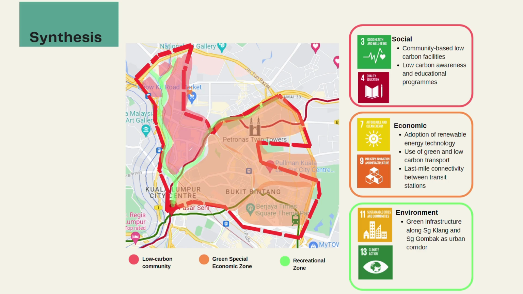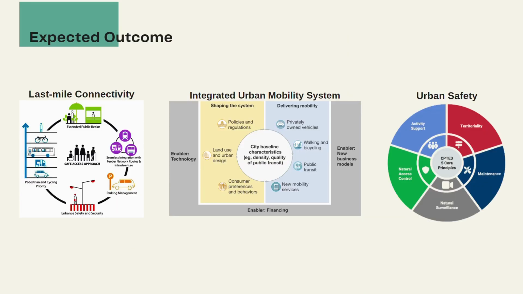Therefore, the approaches I would like to implement are creating low carbon awareness among communities, adoption of renewable energy technology in urban areas, and enhancing the last mile connectivity, as well as turning Sungai Pelang and Sungai Gombak as an urban corridor. The expected outcome is the implementation of last mile connectivity, integrated urban mobility system, and urban safety design.